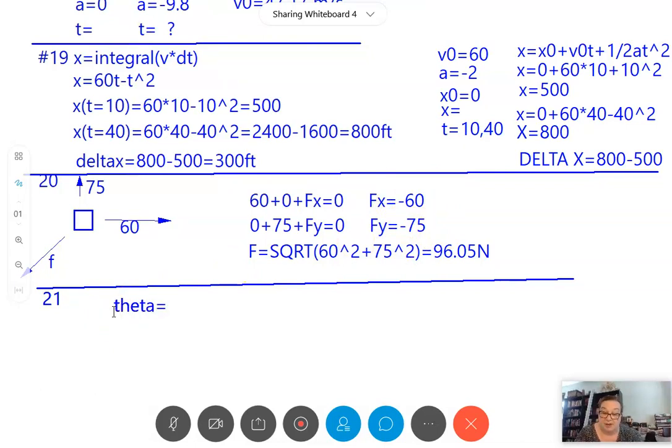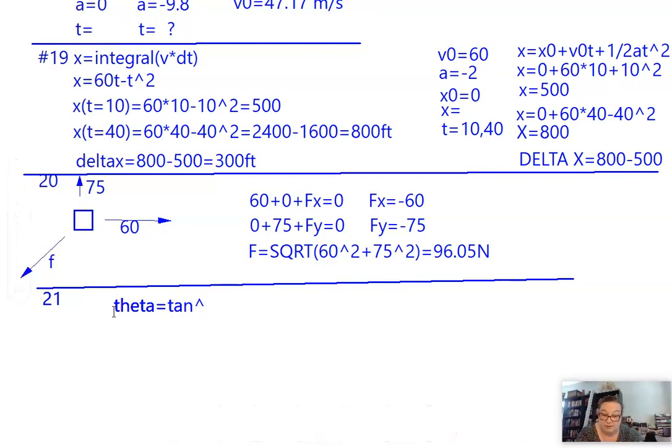And theta is going to be the inverse tangent of the y component over the x component. So that's negative 75 divided by negative 60. And when I put that into my calculator, arc tangent, that gives me 51.3 degrees. Now that, remember, doesn't tell me which quadrant it's in.